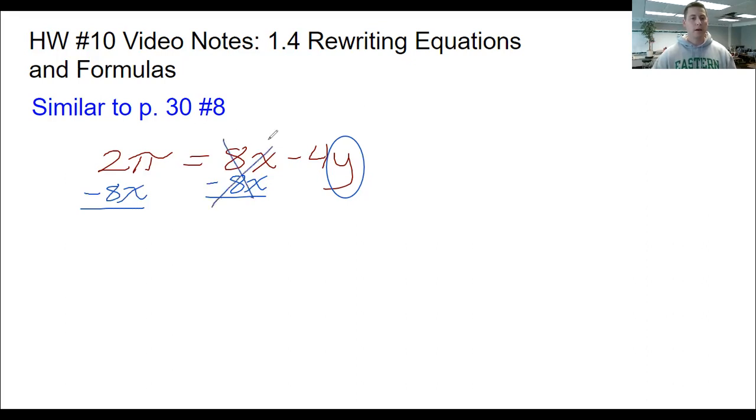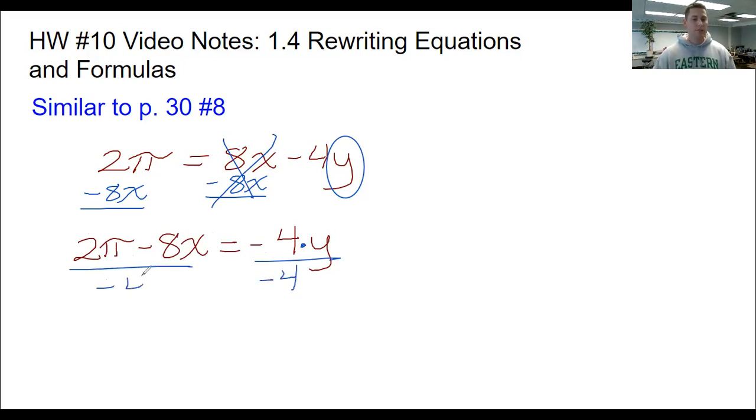All right, that will be gone on the right side, and all that's left on the right side will now be a negative 4 times our y variable. On the left side, I can't combine 2π and minus 8x, so we're just going to rewrite it. 2π − 8x. Okay, next, let's get rid of the times negative 4 by dividing by negative 4. Now, instead of one giant fraction bar like that, I'm going to opt to write it in two separate fraction bars. They have the same value.